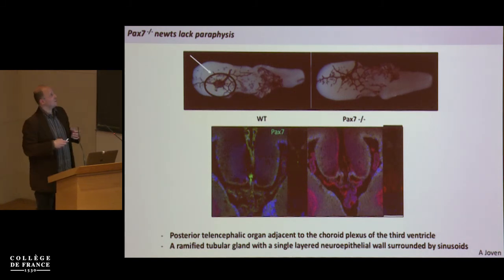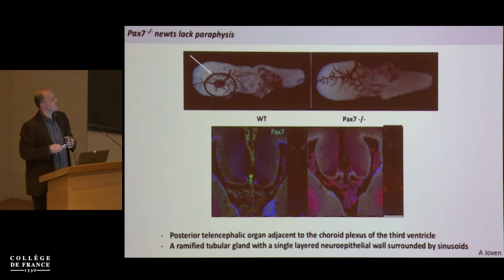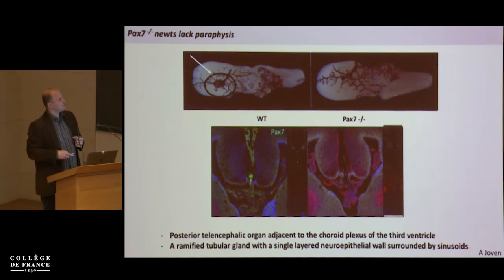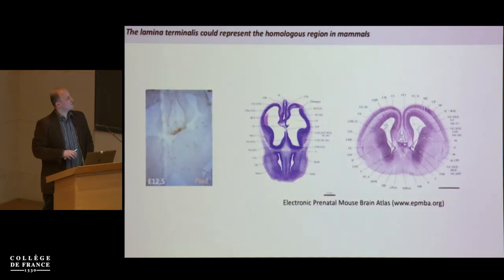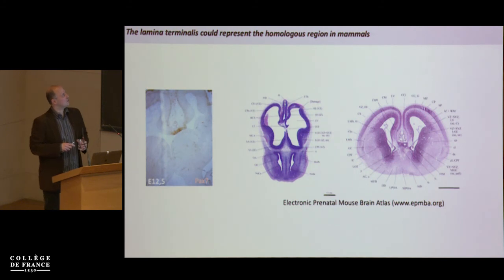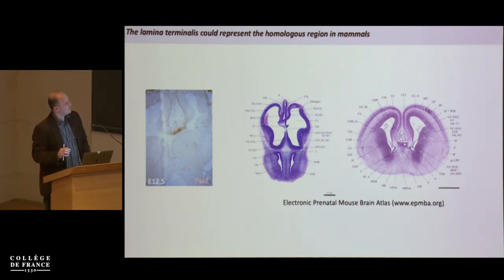where from the dorsal side there is a concentration of blood vessel ingrowth. And this is a posterior telencephalic organ adjacent to the choroid plexus of the third ventricle. And this is basically missing in the PAX7 mutants. It's not really known what is the mammalian equivalent of this, but the literature suggests that there is a structure called the lamina terminalis, which is also known to be involved in the vasculature development.